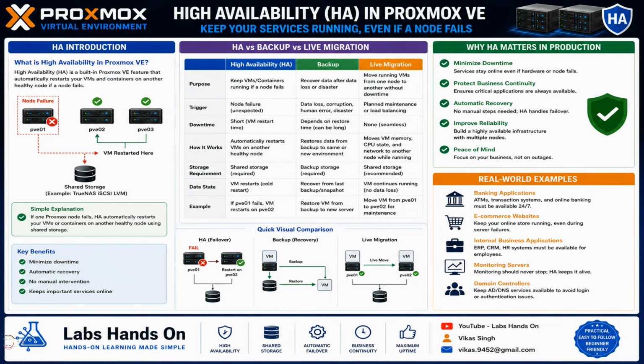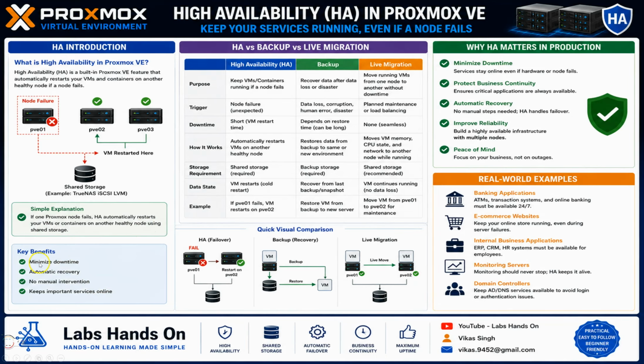If you see here, we have our 3 node cluster. Let's assume one of the nodes, the PV01 node, fails. Then the virtual machines are automatically restarted on the second node, which is PV02 or PV03. In simple terms, if a Proxmox node fails, HA automatically restarts your virtual machine or container on another healthy node by using the shared storage. So you need to make sure you have shared storage.